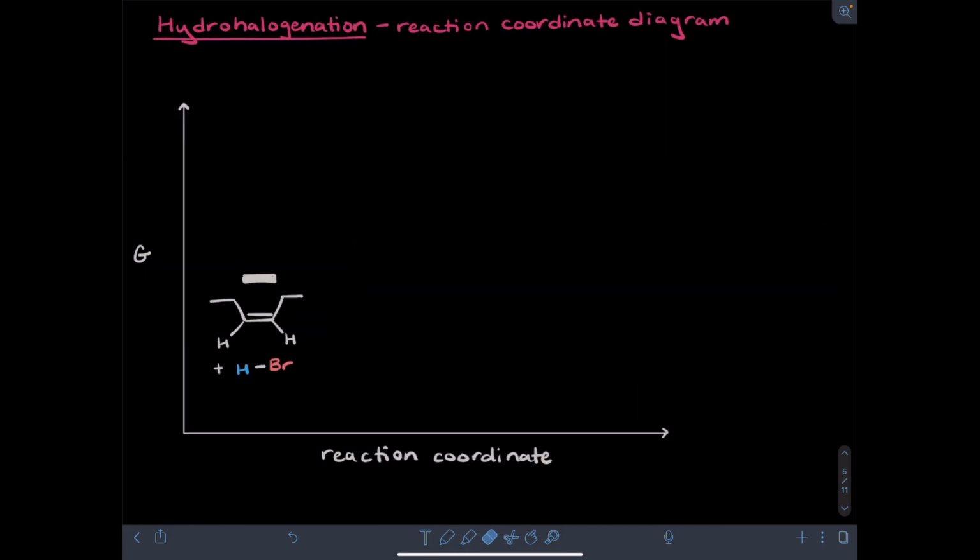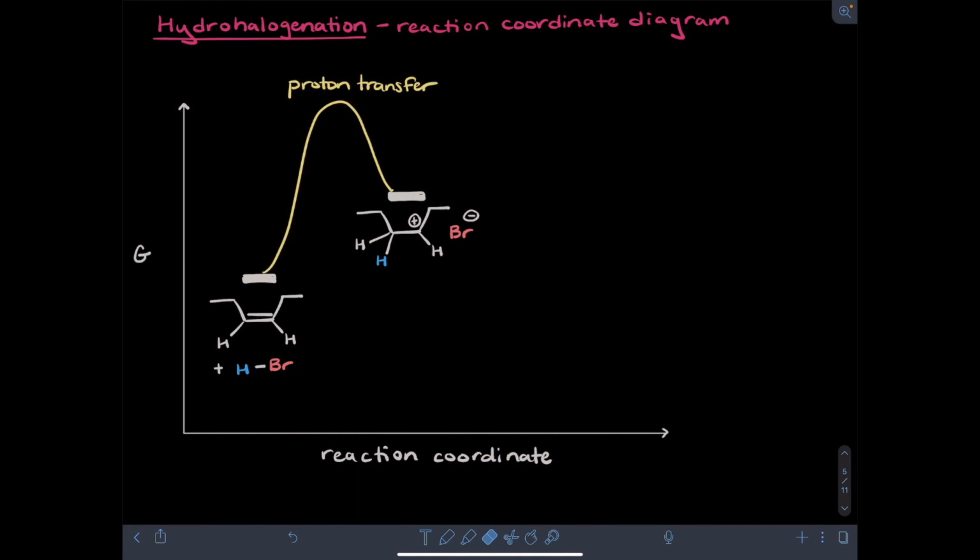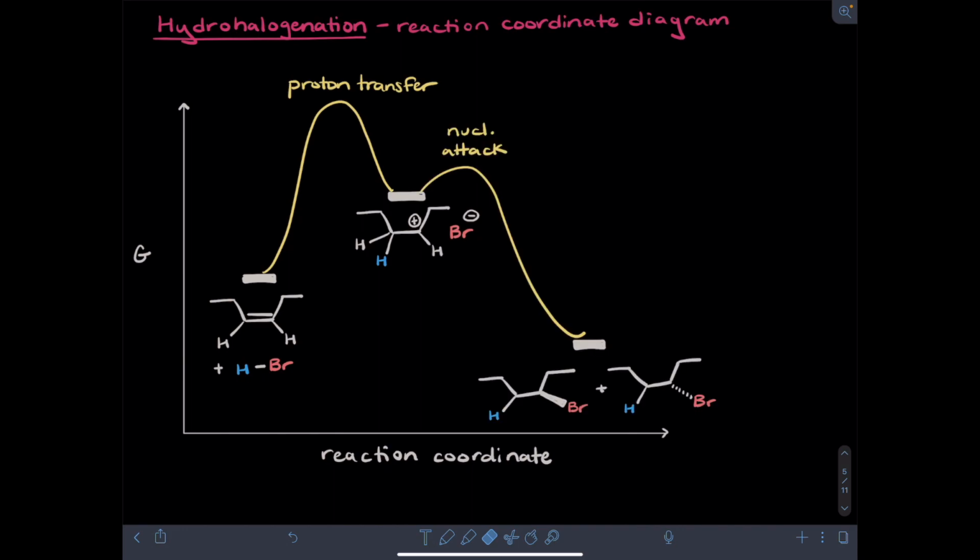I want to show you how I would draw the reaction coordinate diagram for the previous hydrohalogenation reaction example. I start out with my alkene and HBr, and my intermediate is a carbocation with a bromide anion. I have one barrier between the starting material and this carbocation intermediate. From this carbocation intermediate, there's a nucleophilic attack step to form the carbon-bromine bond. So there's a second barrier corresponding to the second step of my reaction.